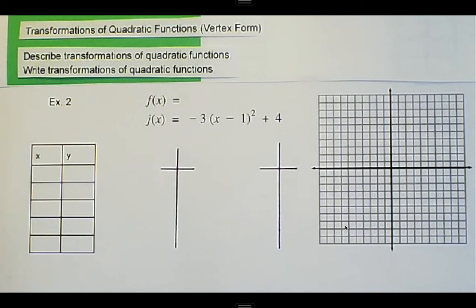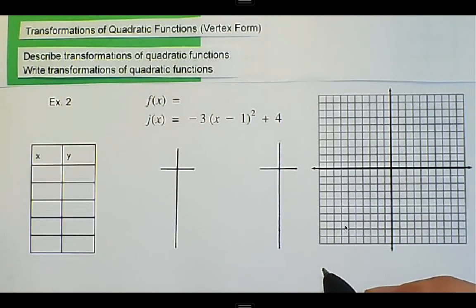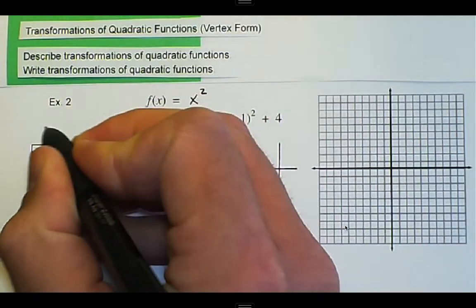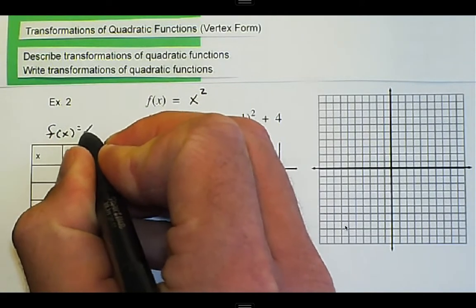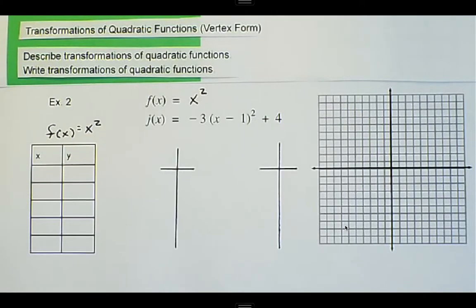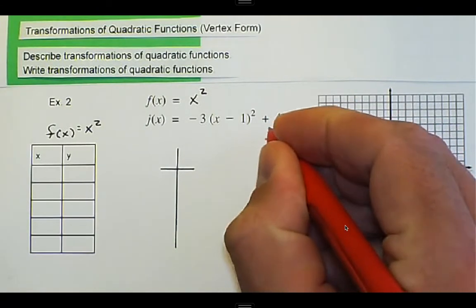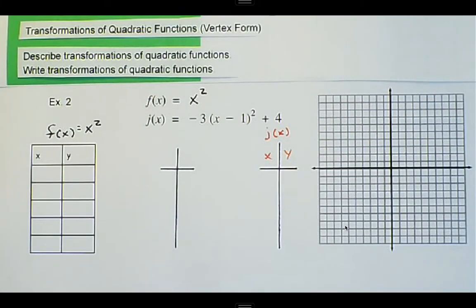We're talking about transformation of quadratic functions, and we're working with vertex form. We want to describe transformation of quadratic functions and write transformations of quadratic functions. So here we're going to start with f of x, the parent function, and the parent function is just x squared. And then eventually we want to get to j of x, the function that we have written down there at the bottom.